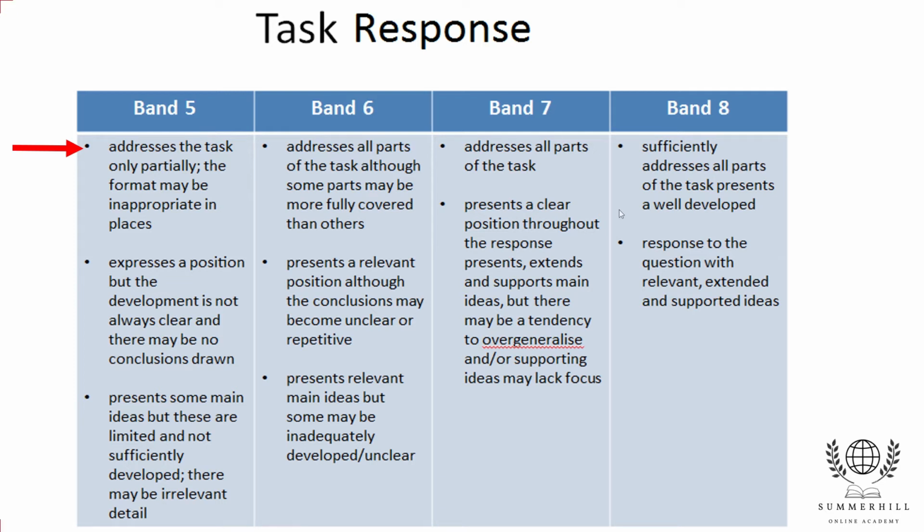For band 6, it says that the candidate addresses all parts of the task, although some parts may be more fully covered than others. Well, if a candidate talks more about advantages and less about disadvantages, or more about disadvantages and less about advantages, or talks about many causes but only one effect of a particular issue, they're not presenting a balanced response. They're talking more about one side of the topic than the other. That's when you get a band 6.